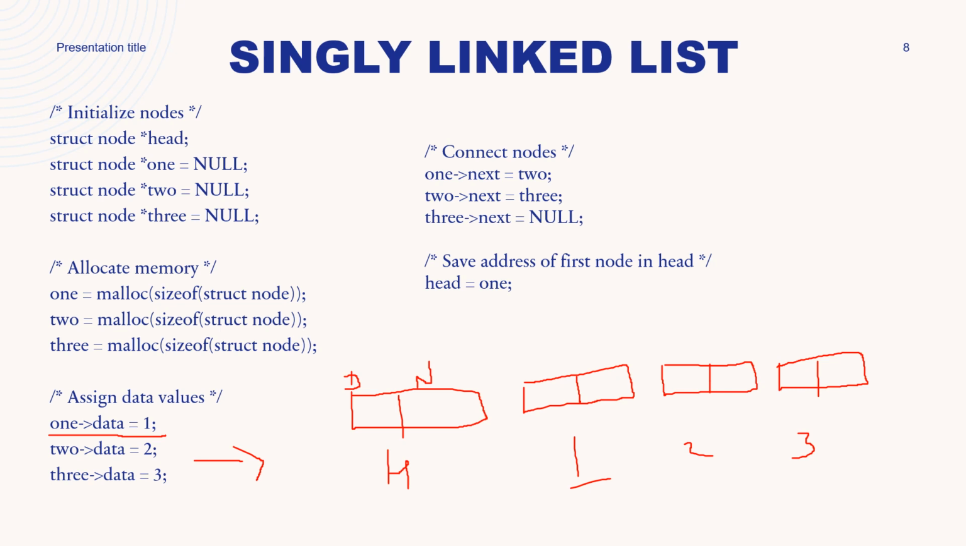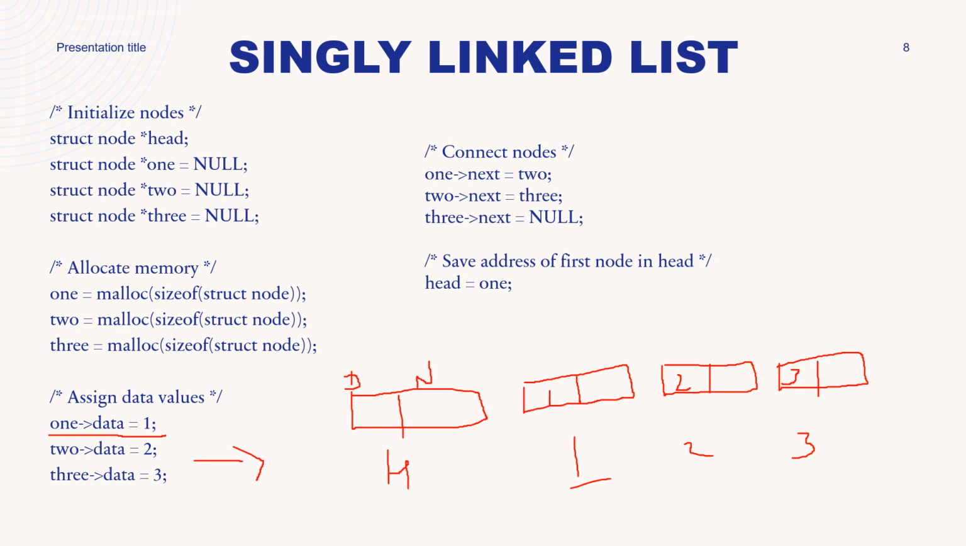So here, for example purpose, I have given data equal to 1, meaning node 1 has the data 1, and similarly node 2 has the data 2, and node 3 has the data 3. After that, we need to connect the nodes with each other. As I've told you, the linked list is non-contiguous, meaning it is stored in a non-contiguous manner. So we need to connect them.